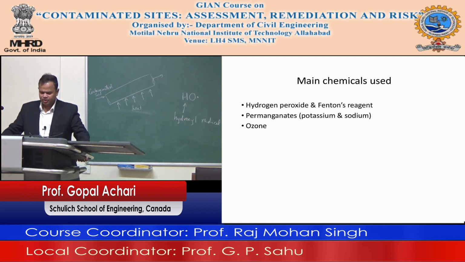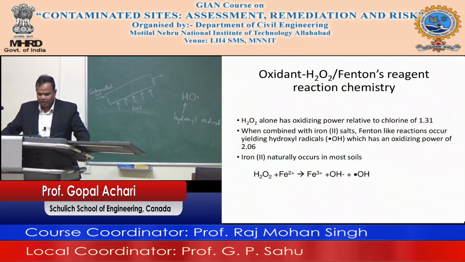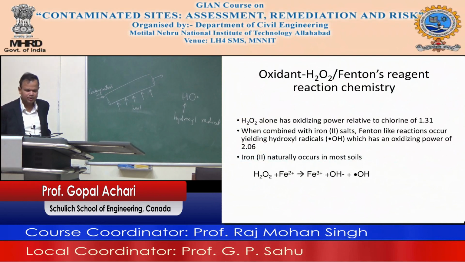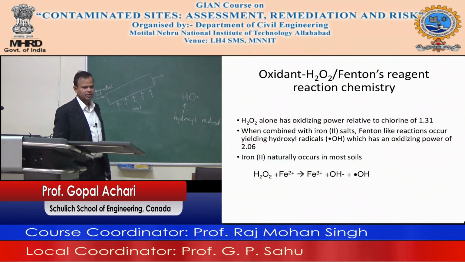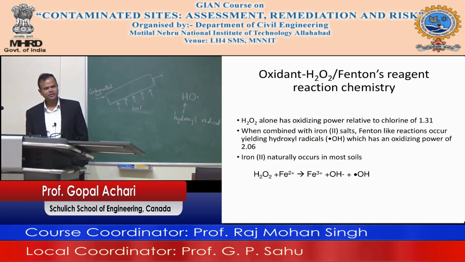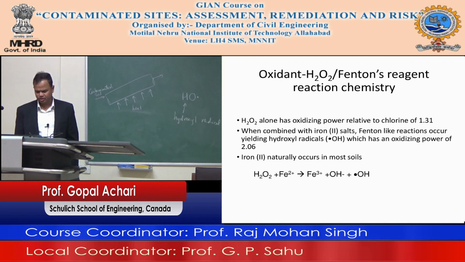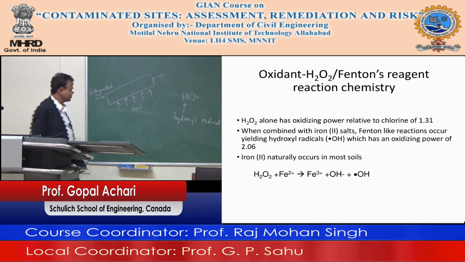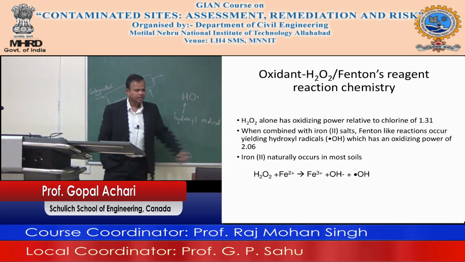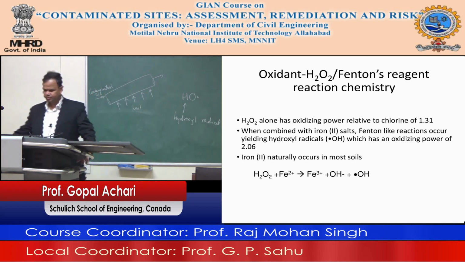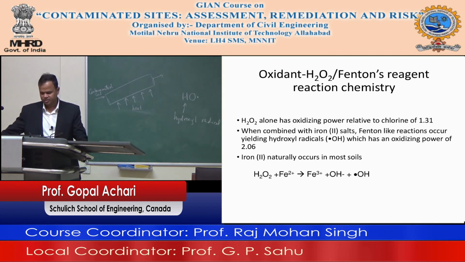Here, hydrogen peroxide, Fenton reagent reaction chemistry. Alone H2O2 has an oxidizing power relative to chlorine of 1.3. Okay, so if chlorine is 1, H2O2 is 1.3. But when you combine it with iron 2 salt, it gives rise to this radical, as you see in that equation there, right? H2O2 plus Fe2+ gives Fe3+ plus OH- plus hydroxyl radical. That's a general equation. Okay, there is a bunch of other steps that go in that, and we can ignore those steps for the time being.